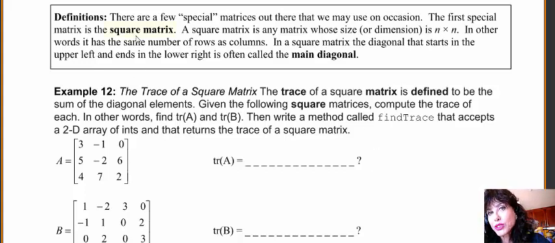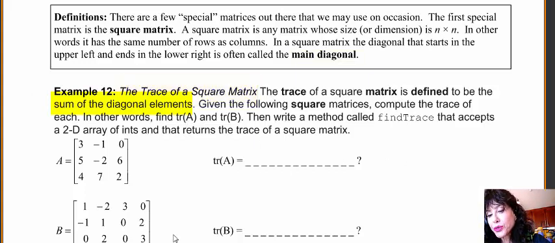The first special matrix is called the square matrix. A square matrix is any matrix whose size or dimension is n by n. In other words, it has the same number of rows as it does columns. And also, in a square matrix, the diagonal that starts in the upper left and ends in the lower right is called the main diagonal. So what's this got to do with anything? Well, when you're trying to find the trace of a square matrix, the trace is defined to be the sum of all the diagonal elements.